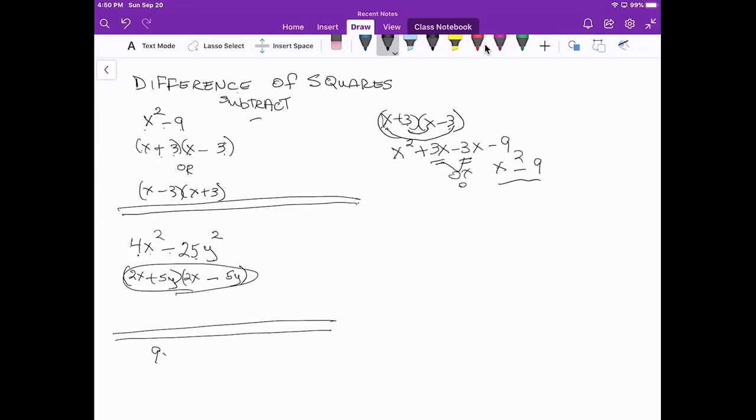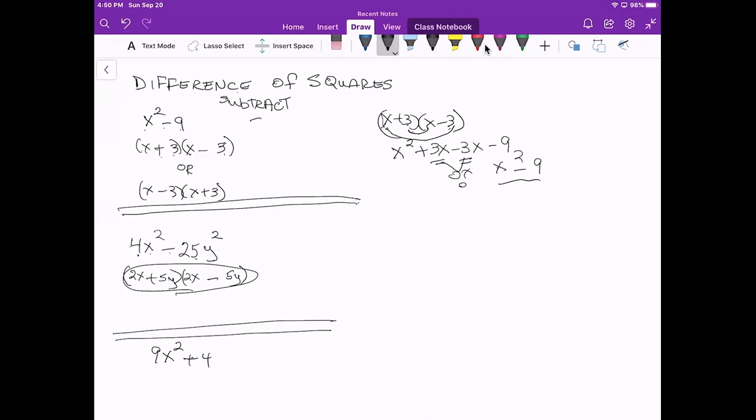I'm going to go 9x squared. We'll make it simple, okay? Plus 4. Try to factor that. See how you do. You can pause the video, do it, and come on back.